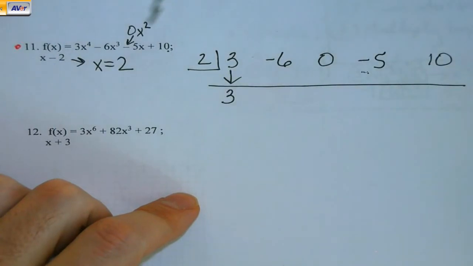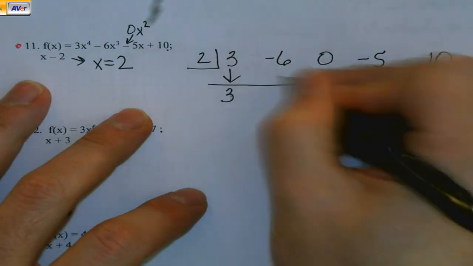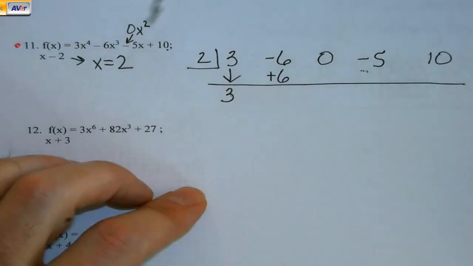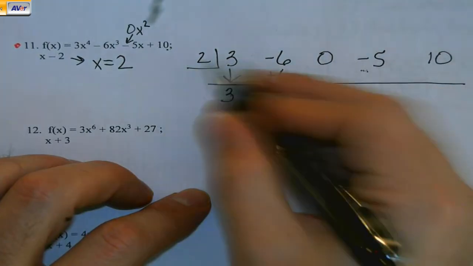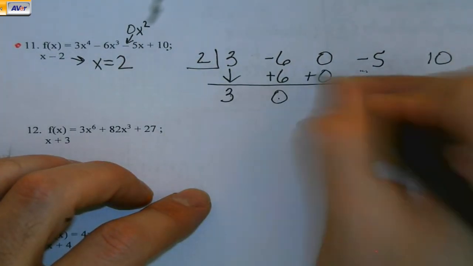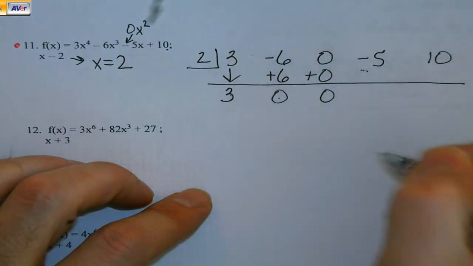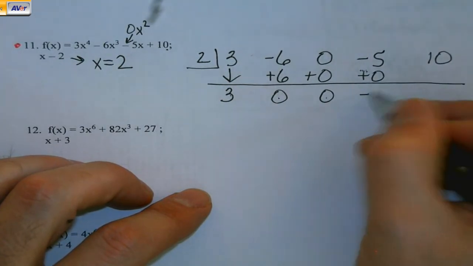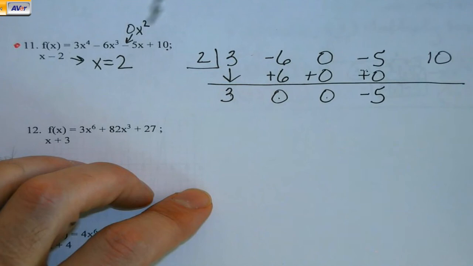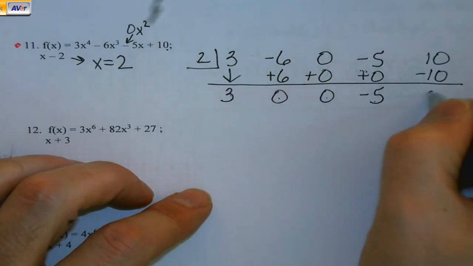Bring my first term down. Again, don't mess with it. We're not multiplying, we're not adding, subtracting, just bring it down. Multiply. 3 times 2 is positive 6. Add down. 0 times 2 is 0. Plug that into the next slot and add down. 0 times 2 is still 0. Add down. Negative 5 times 2 is negative 10. Add down.